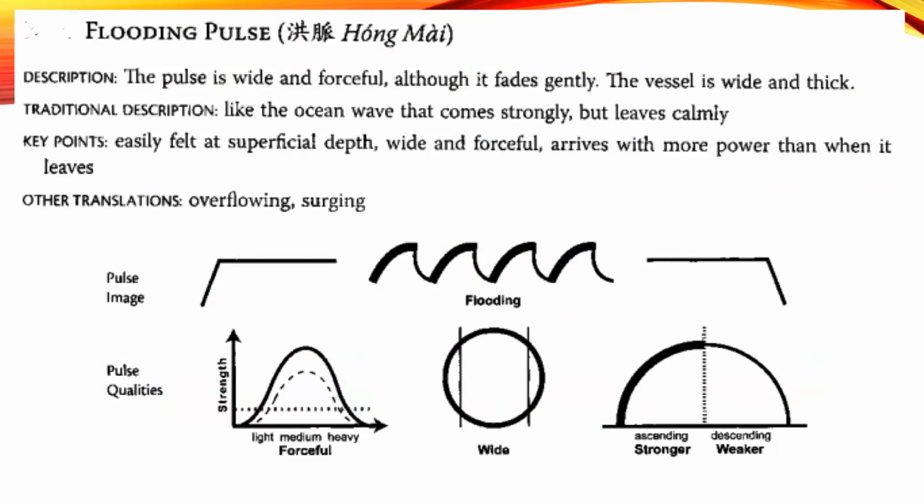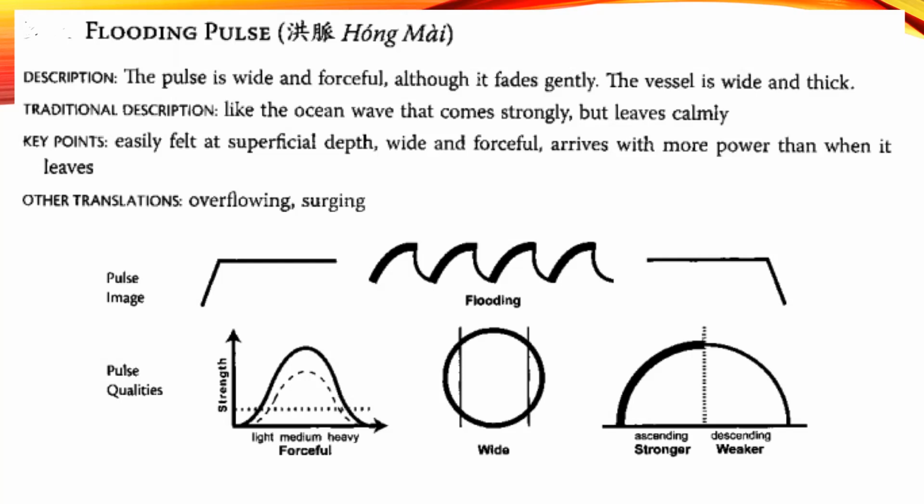So key points po: easily felt and superficial depth, wide and forceful, arrives with more power than when it leaves. Mas malakas po yung pagpitik pataas kaysa dun sa pagbaba. So other translation: overflowing, surging. So yun po yung pulse image ng flooding pulse. Yan, yung parang wave siya. Pagpitik pataas, mas malakas yung mararamdaman.